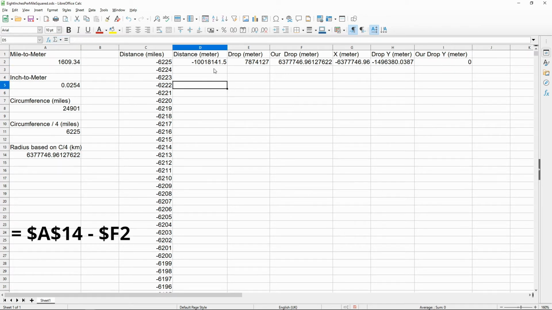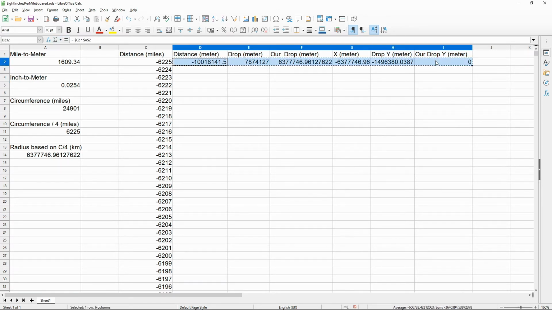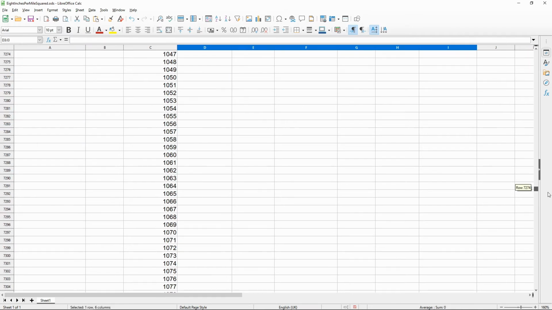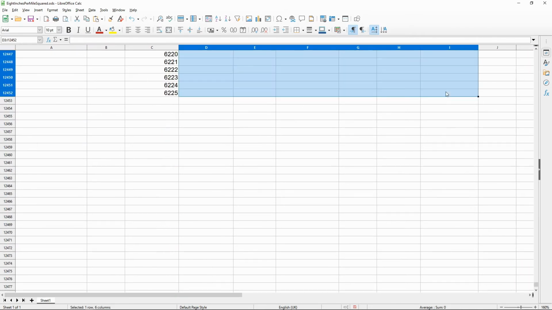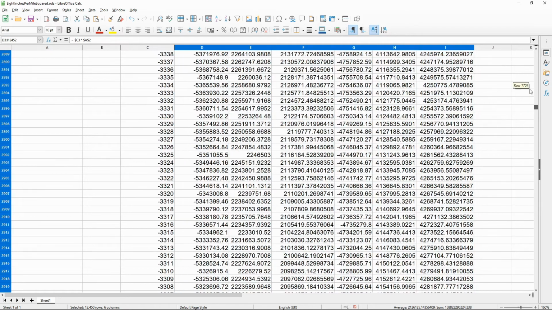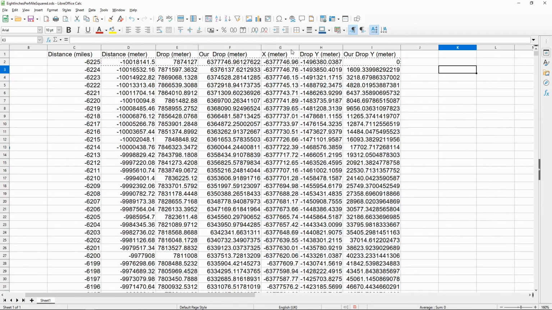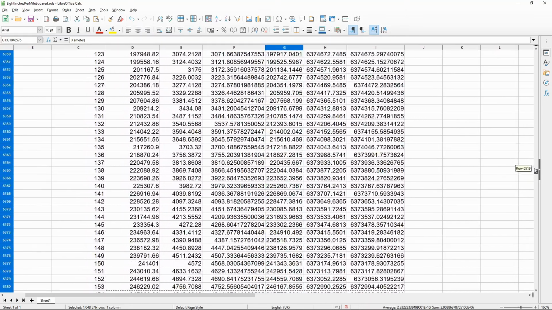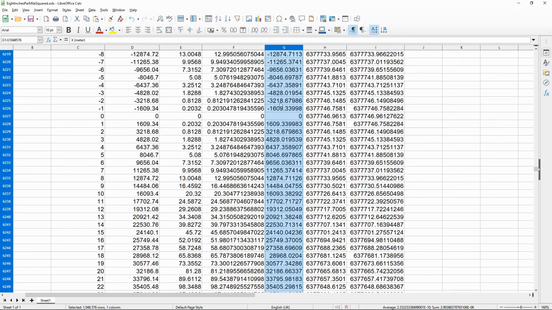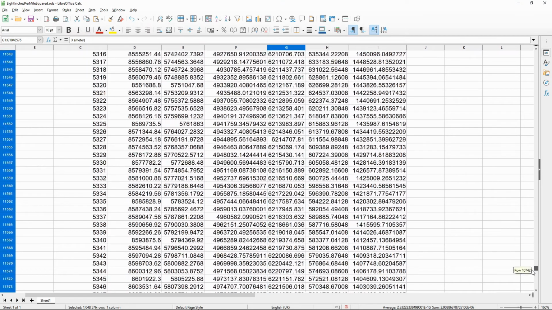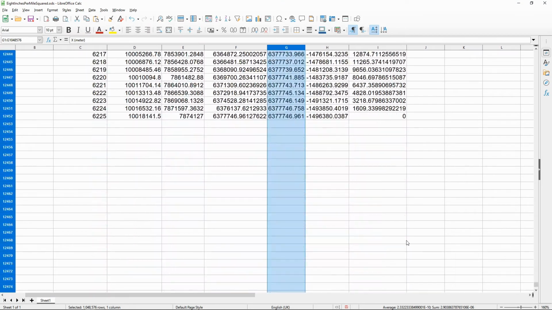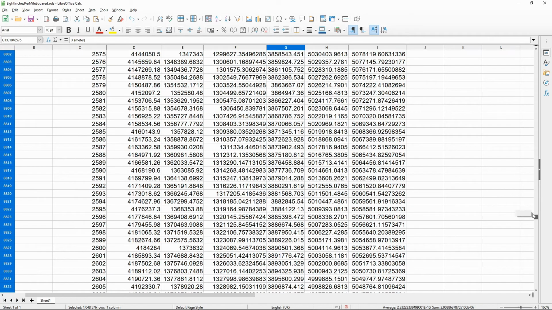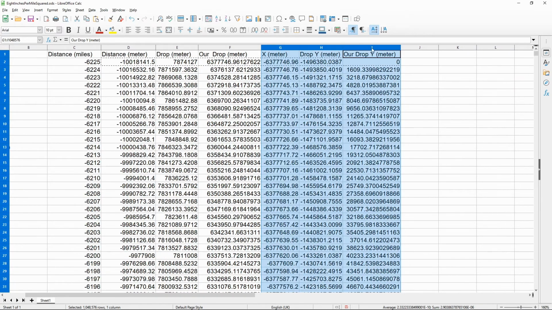All done. Now we can copy these 6 columns and paste the value all the way down to the final row. To validate our x value, with lowest value of distance, it should be a negative radius. Check. At 0 distance, it should be 0. Check. At highest distance, it should be radius. Check. So that looks correct. Next is simply plotting the data using the last 3 columns.